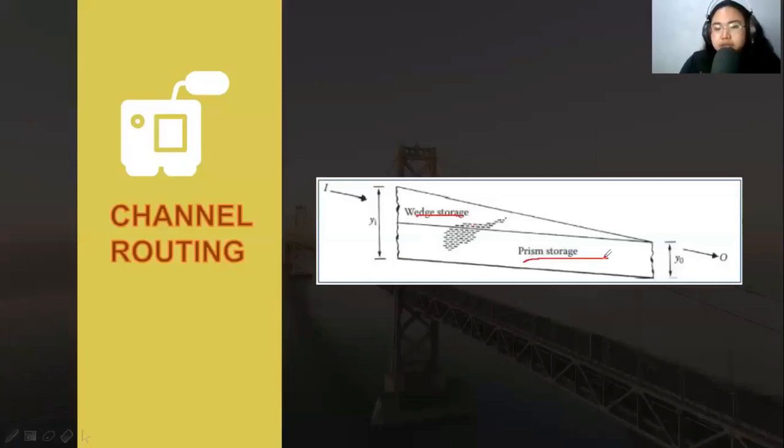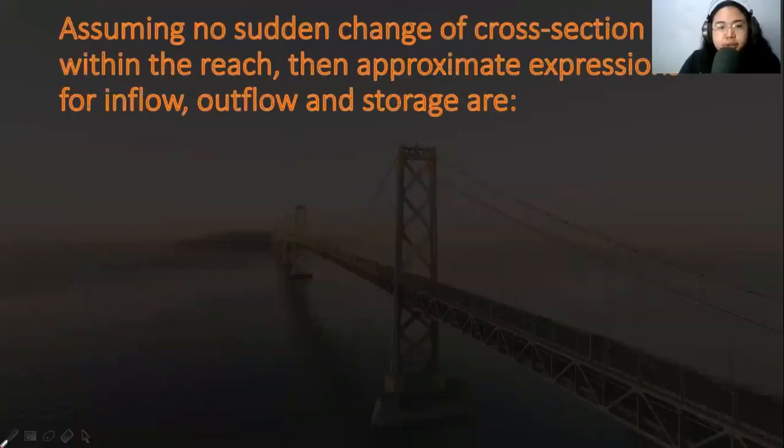The prism storage is at the bottom, and then the wedge storage naman is at the upper part, yung may slant na part. Yan. So for inflow, may height siya na denoted as y sub I, and for outflow, may height naman siyang y sub O. So assuming no sudden change of cross-section within the reach, then approximate expressions for inflow, outflow, and storage are, ayan.